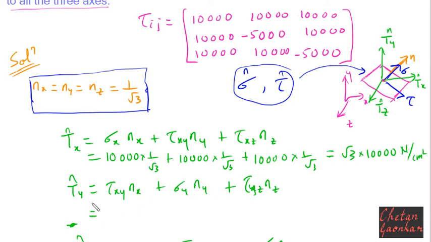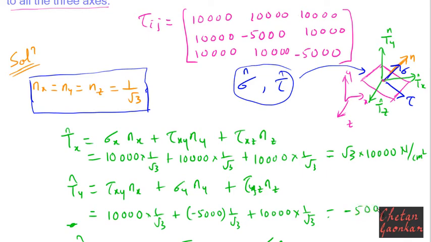Similarly, I can now find what is Ty, and for that I need to substitute what is tau xy, which is again 10,000. Nx is how much? 1 by root 3. How much is sigma y? It is minus 5,000 multiplied by 1 by root 3. And how much is tau yz? Tau yz is nothing but this value, which is again 10,000 multiplied by how much is nz? It is 1 by root 3. Now again, if I calculate this, I should get this value as minus 5,000 times root 3, and the unit will be again Newton per centimeter square.